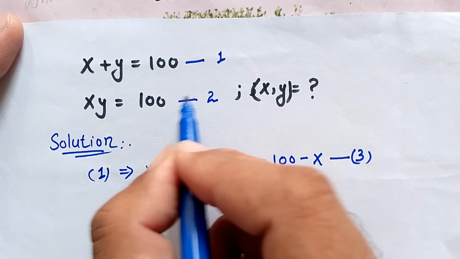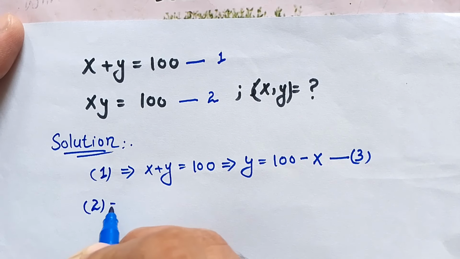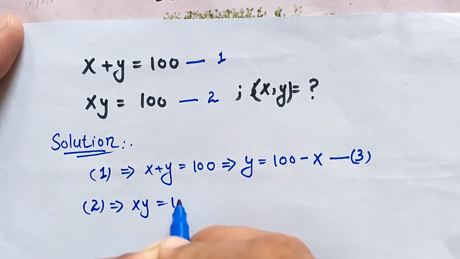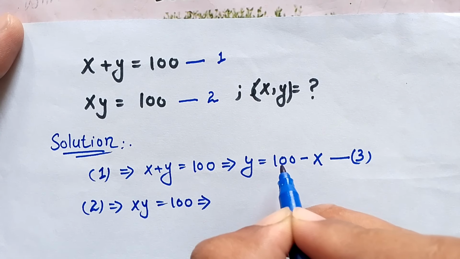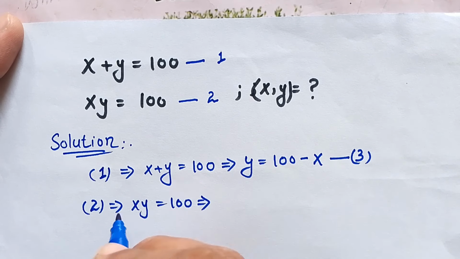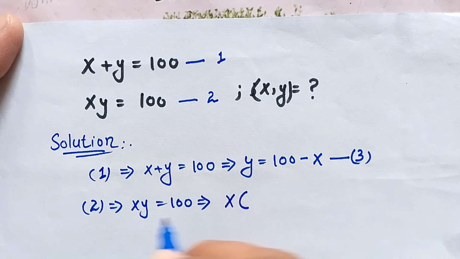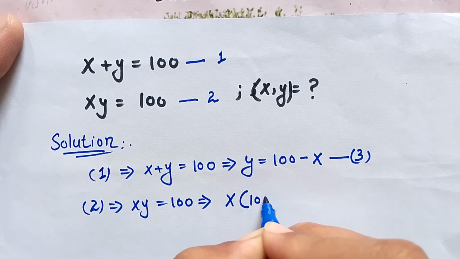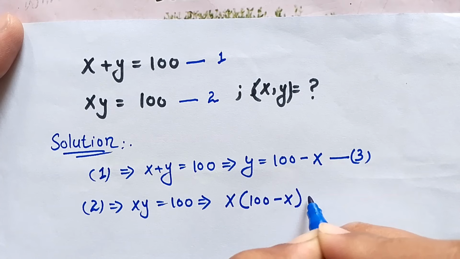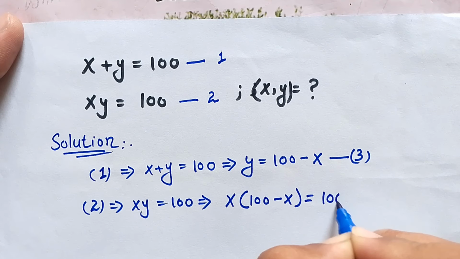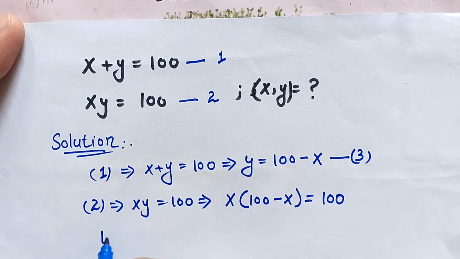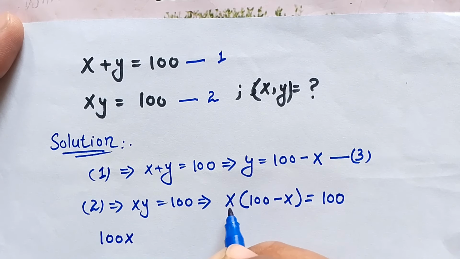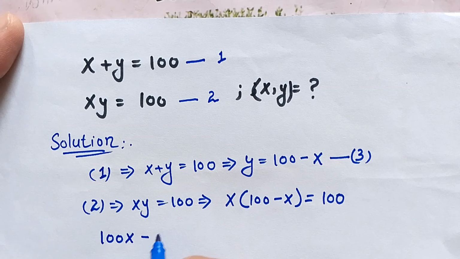Now from this equation number 2, which is xy is equal to 100, here we have to put the value of y, which is 100 minus x. So this will become x times, and the value of y is 100 minus x, which is equal to 100. Now x times 100, this is 100x, and x times minus x, this is minus x square, which is equal to 100.